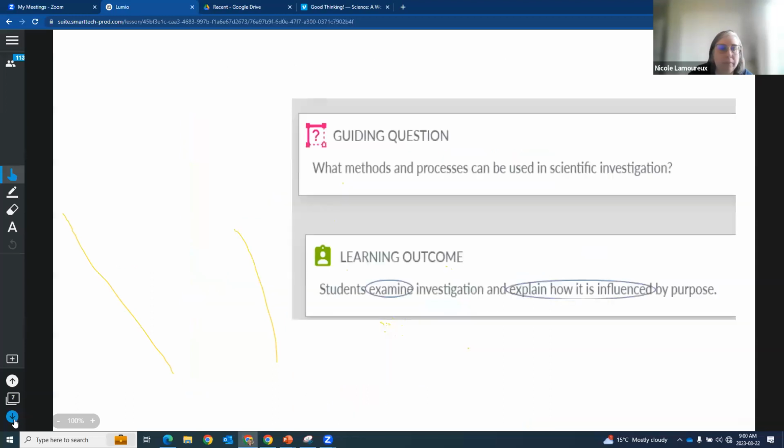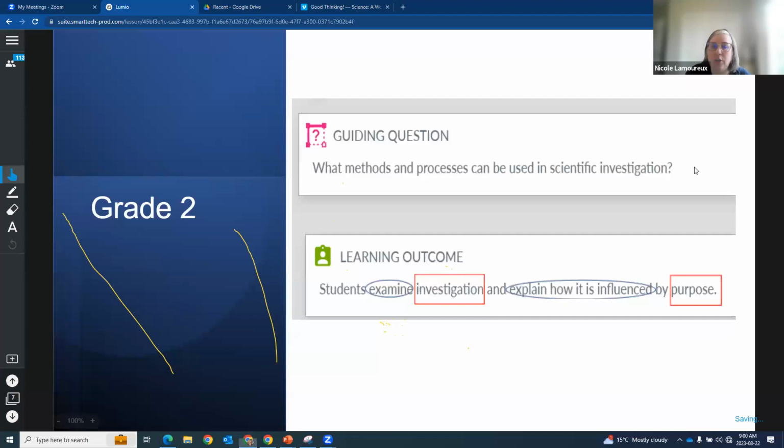Okay. All right, so in grade 2, if we look at the outcome for grade 2, it is that students examine investigation and explain how it's influenced by purpose. So again, I've circled the verbs, or what students do, and what they're understanding is investigation and purpose. So that's really big in grade 2, because I've been working on a unit plan for matter and scientific methods, and purpose comes out quite a bit. So students are examining the investigation now. So grade 1 laid that foundation.